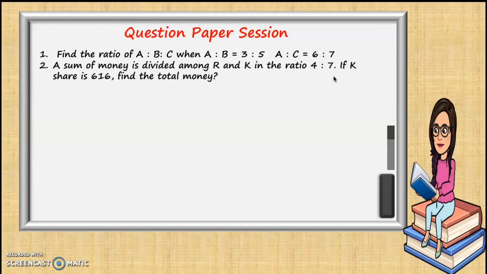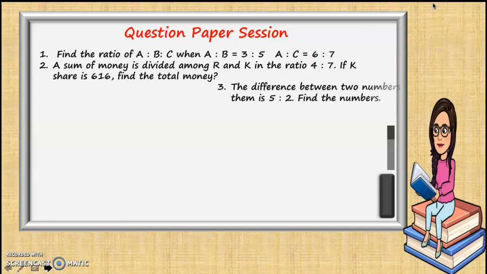Next problem, a sum of money is divided among R and K in the ratio of 4 is to 7. If K's share is 616, find the total money. Simple, they have given you one person's share, so let it be 4x and 7x. Since they have given K, 7x equals 616, then you can find out the value of x. Once the value of x is found out, you will be able to find out the total money. How? First you have to find out R, and then R plus K will give you the total money.